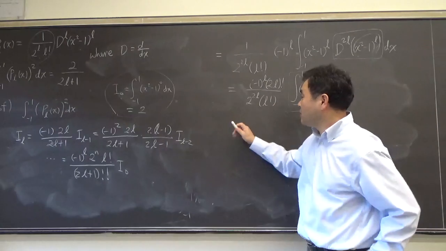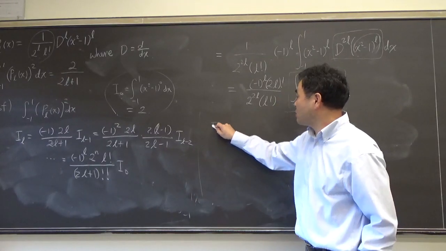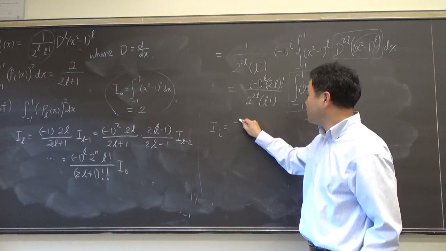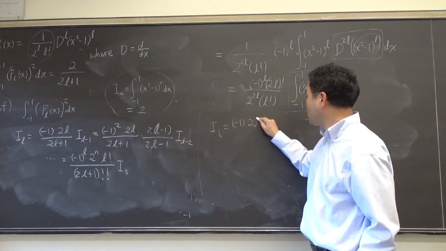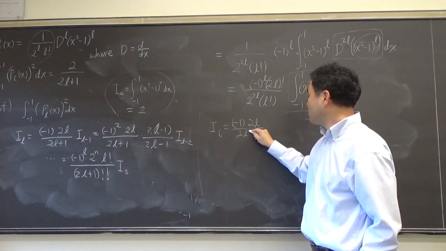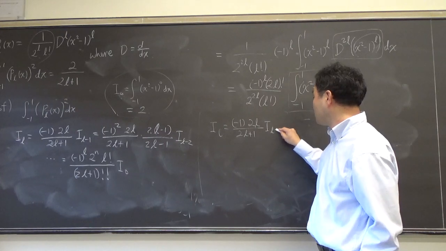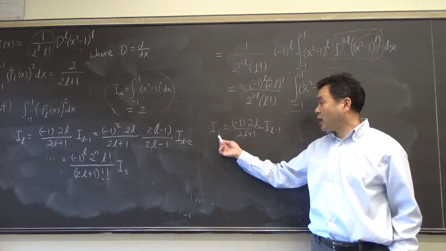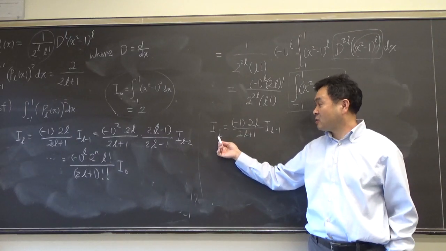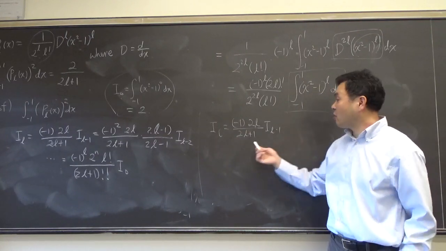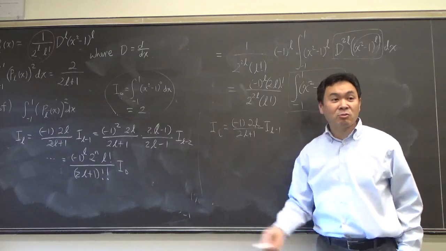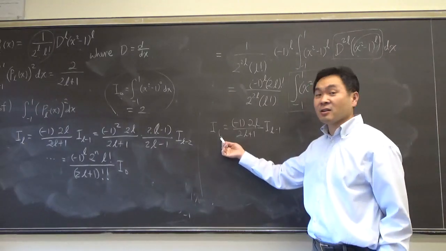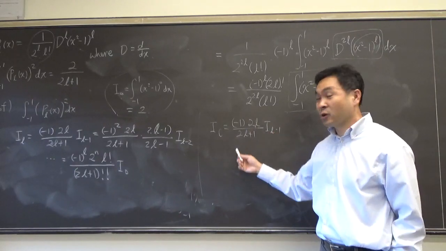So here's another way to see what I'm saying. I_L equals negative 1 times 2L over 2L plus 1 times I_{L-1}. That's what I just showed, right? Although I made it sound like this L should be the same as this L, this calculation was true for any L, right? So I can start by saying this is true when L is 1.